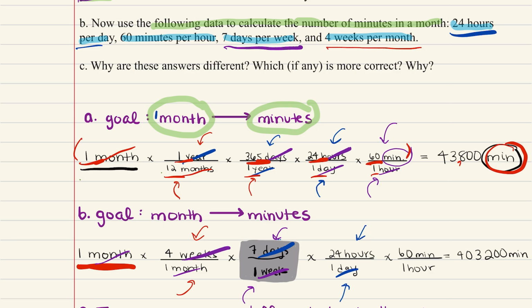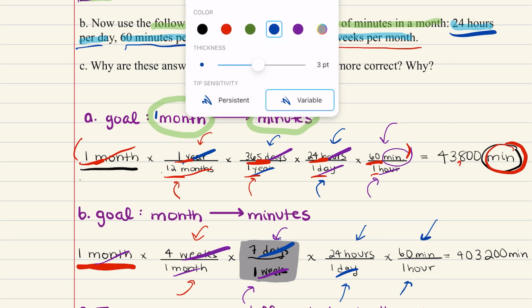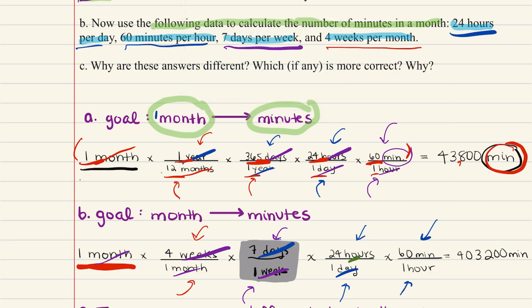Let's apply our last conversion, 60 minutes per hour, to get rid of hours and get units of minute. We put 1 hour in the denominator, 60 minutes in the numerator. Units of hour cancel out, and now we have our desired units of minute.